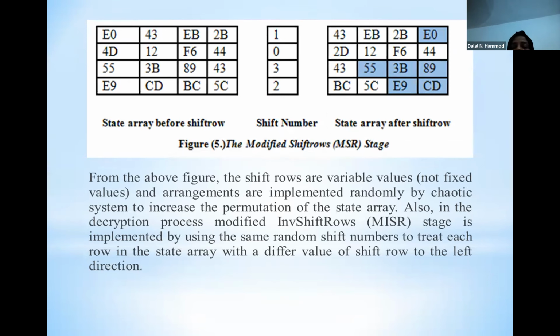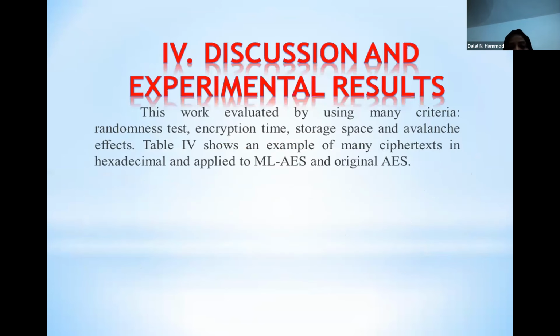The modified inverse ShiftRows also shifts the rows in the state array, but in the inverse direction, to the left, and uses the same array of random numbers generated by the chaotic system.